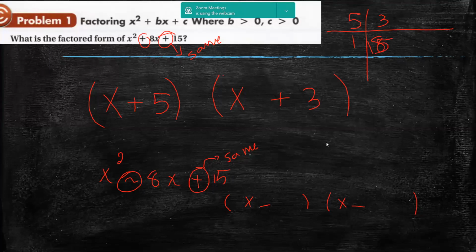And if you put them with minus sign, like negative 5 and negative 3, their summation will be negative 8, and their product is positive 15. So if they have plus c, that means we have the same sign.